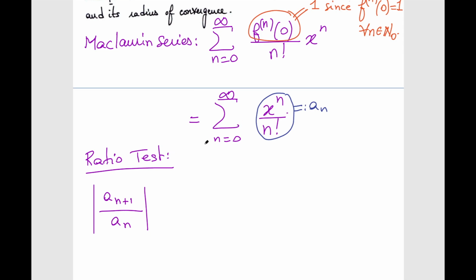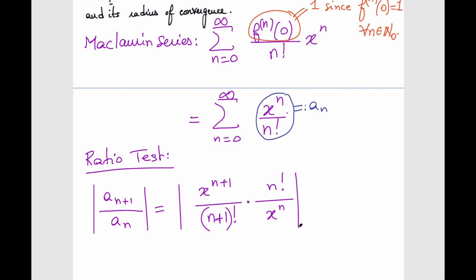If you get something smaller than 1, then you have an absolutely convergent series. Bigger than 1, you have divergence, and equal to 1 the test does not apply, right? Okay, so this is equal to the absolute value of x to the power n plus 1 divided by (n plus 1) factorial, divided by an. By now you know the drill, so we get n factorial divided by x^n, correct? So I'm dividing by an, which means I'm multiplying by the reciprocal of an, which means that guy.